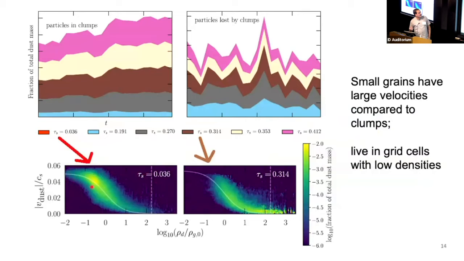They are well out at this part of the parameter space: low densities, high relative velocities. This curve is an equilibrium curve that you would expect if the dust and gas were just drifting through each other. And then this is a histogram for grains that are doing strong clumping. So you see they live in very different parts of this histogram. There's other evidence that these grains are doing things very differently when it comes to the clumps.